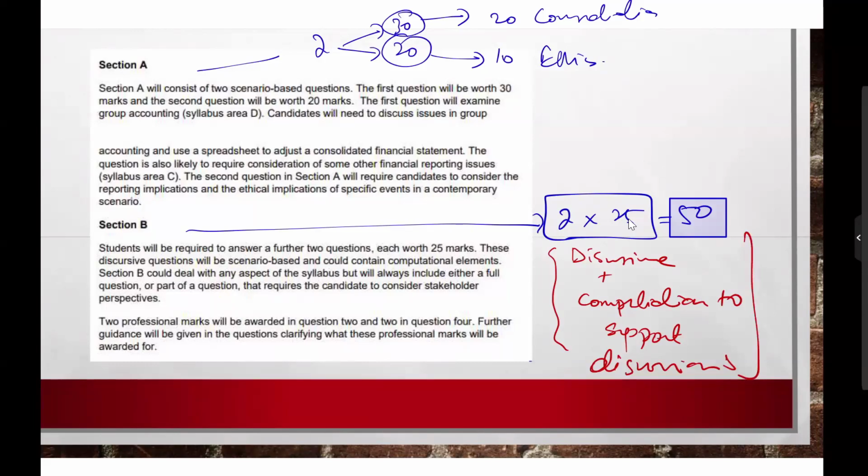There are going to be computations to support the discussions, right? That is what is actually going to happen. Now what next is there?